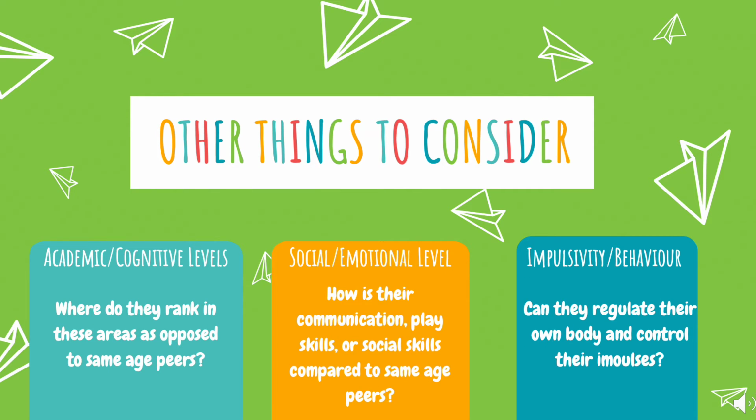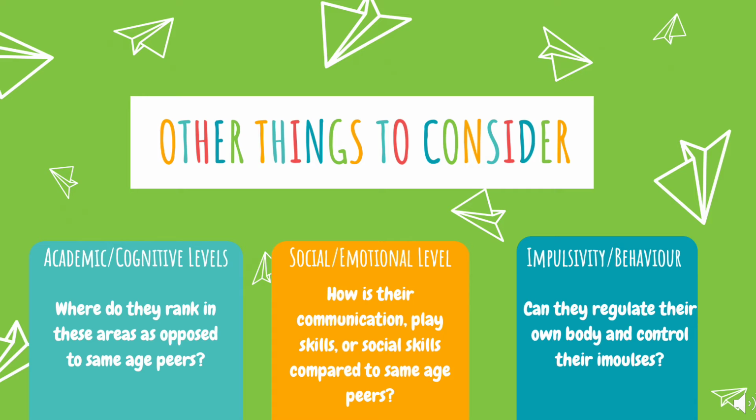So there are a couple other things to consider when you're looking at their developmental age. Their academic cognitive levels: where do they rank in those areas as opposed to their same age peers? This is the part where you would need to know where a child who's 10 years old should be. Like, they should be in 4th grade and they should be doing this and that. So where does your child rank when compared to their age? The social emotional level is, how is their communication, play skills, social skills compared to same age peers.